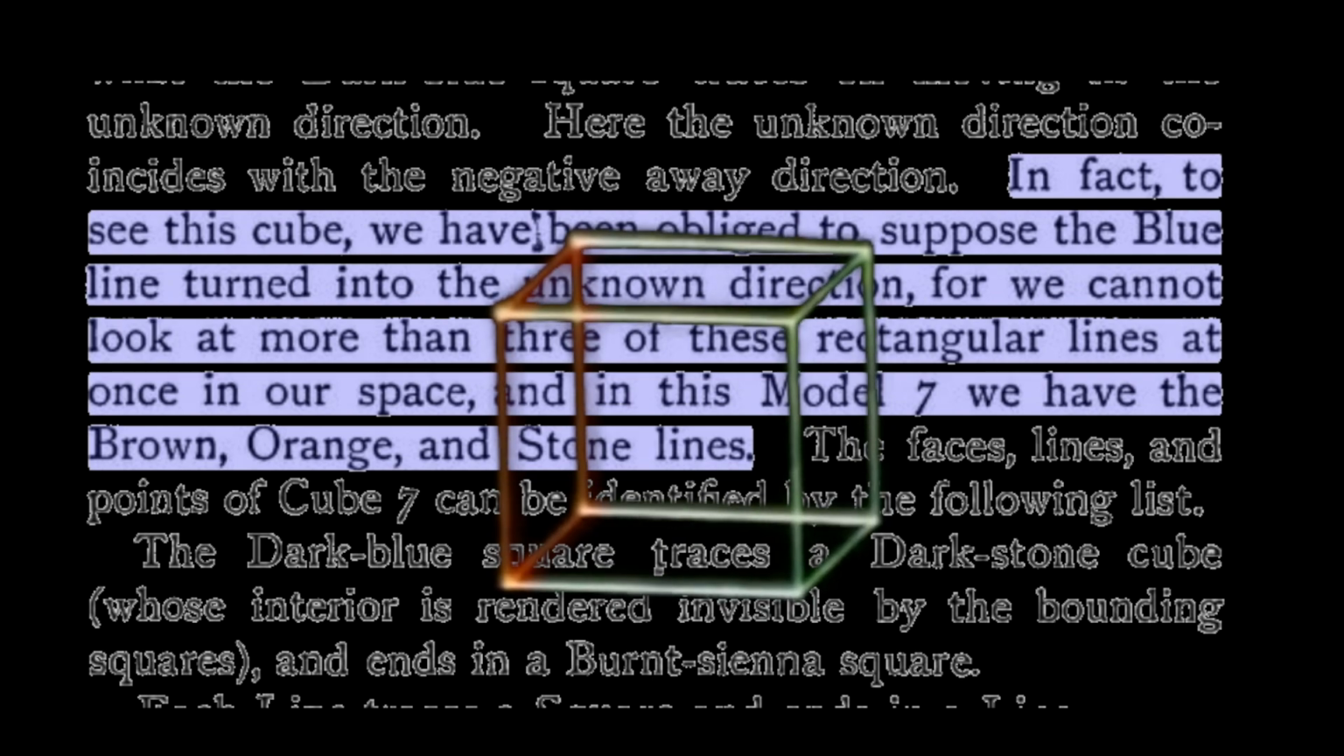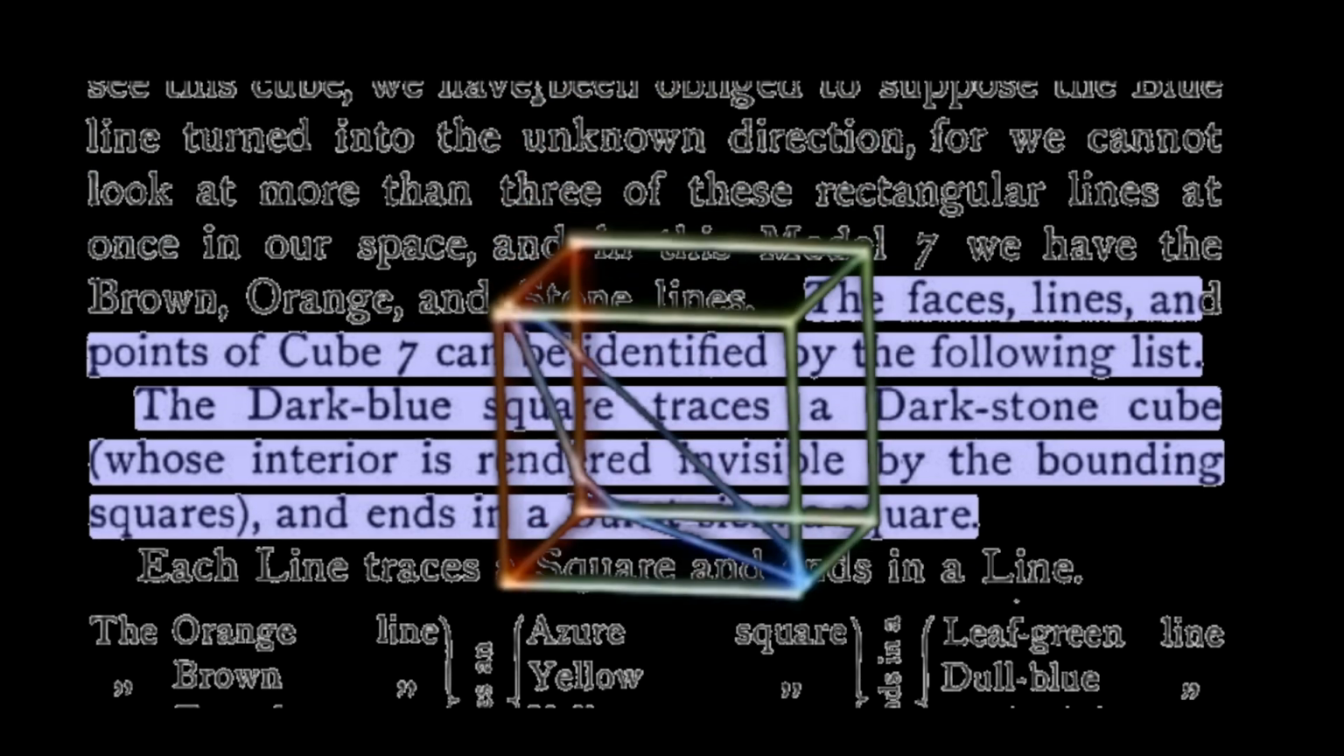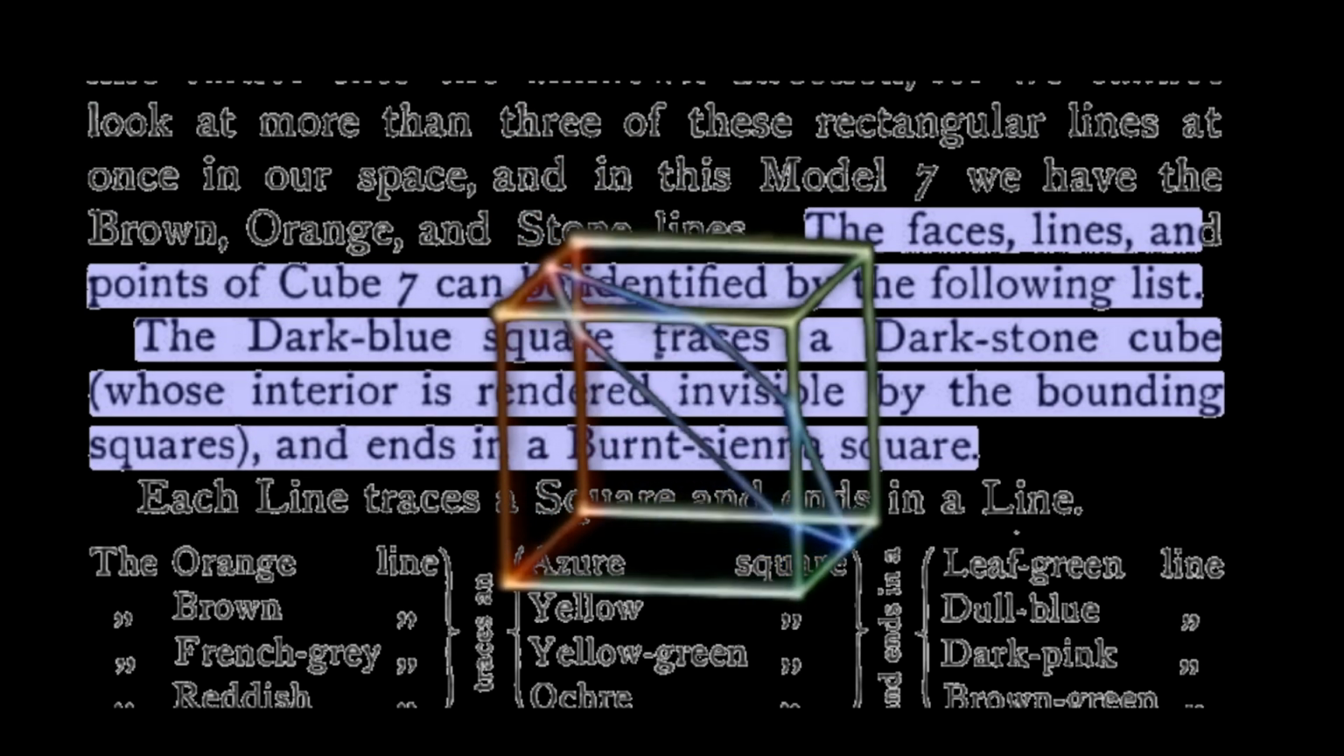And in this Model 7 we have the brown, orange, and stone lines. The faces, lines, and points of Cube 7 can be identified by the following list. The dark blue square traces a dark stone cube, and ends in a burnt sienna square.